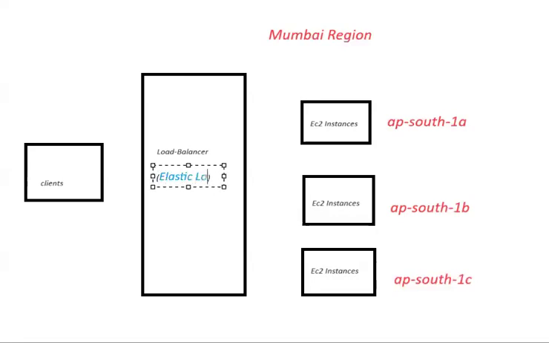Elastic Load Balancer. We call this load balancer in the AWS cloud the Elastic Load Balancer. This is what we are going to use for distributing the traffic in AWS.